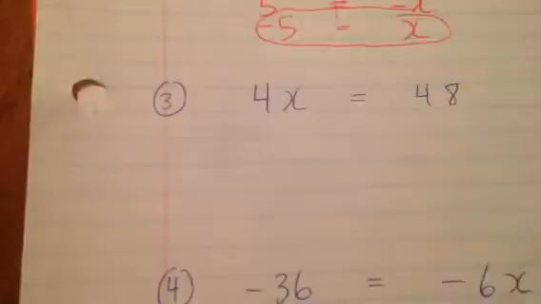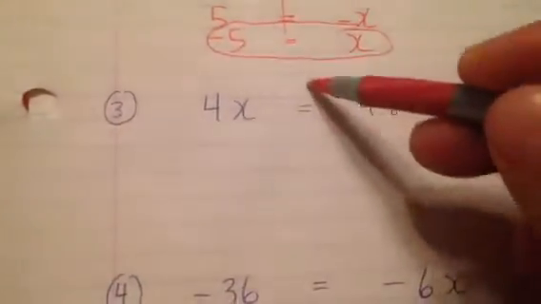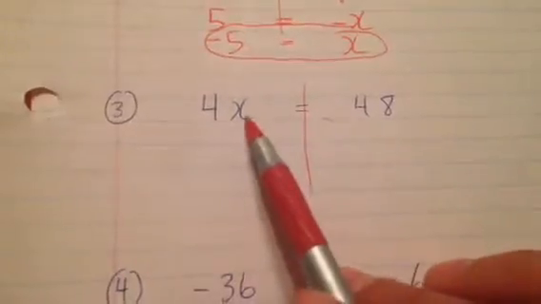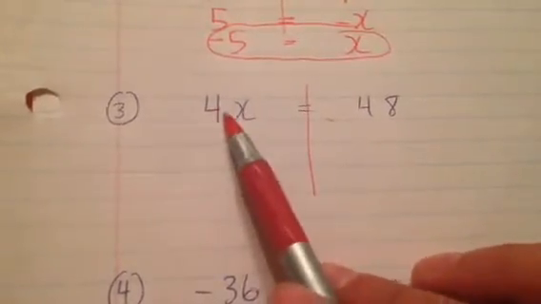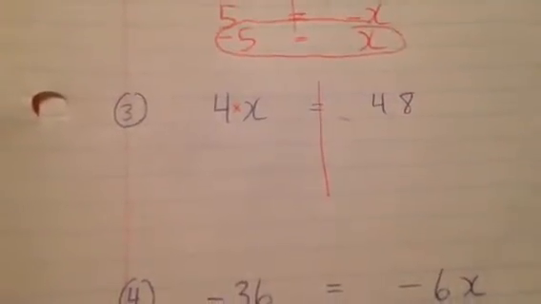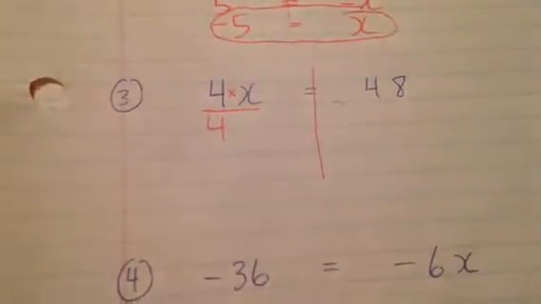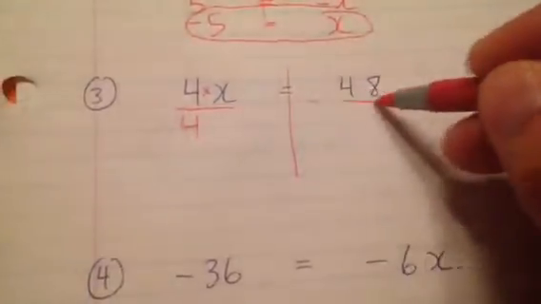That's your answer. This one here is 4x is equal to 48. Here's the 4x. The x is over here on the left side, and it's got a 4 beside it. That 4 is a multiplier, 4 times x. So I do the opposite of times 4, which is divide by 4. That's how we write it, divide by 4. Whatever we do to one side, we do to the other.